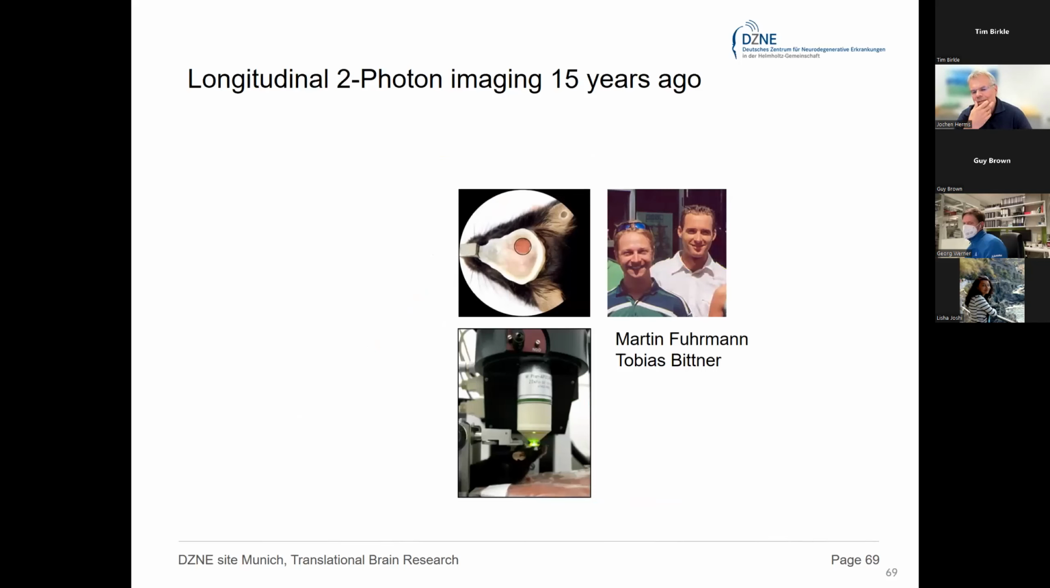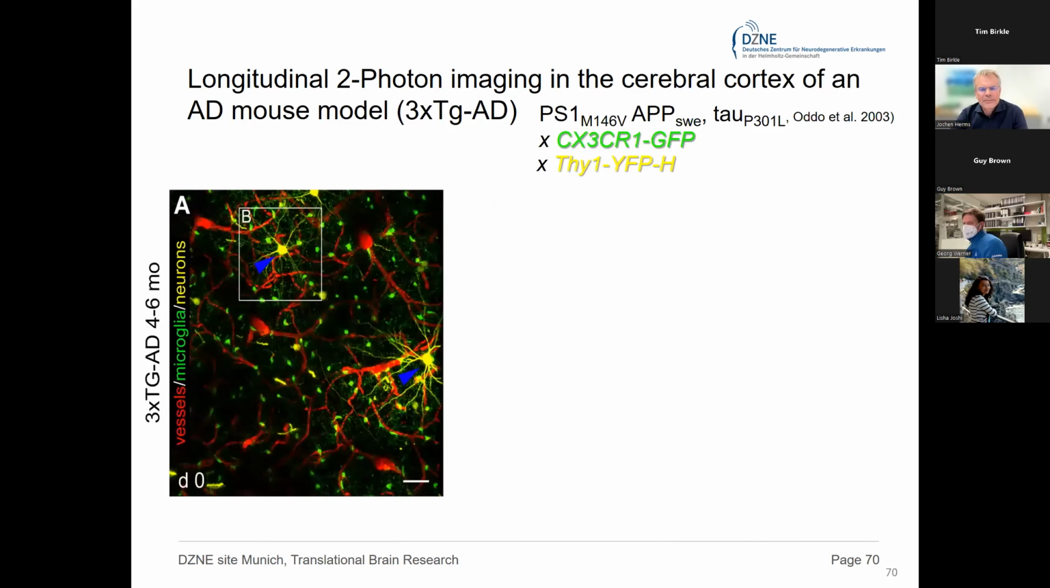I came into this business 15 years ago when Martin Fuhrmann established long-term in vivo two-photon imaging in my lab. And Tobias Bittner was the first who looked at amyloid mouse models. And then the Sunny boys stained everything you can stain in order to follow it over time. So they crossed the so-called 3xTg-AD mouse. It's a mouse that expresses PS1 with the mutation, APP with the mutation, as well as tau. So it's not an amyloid model only.